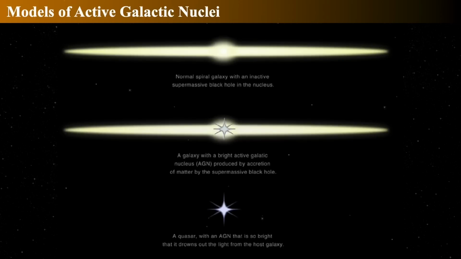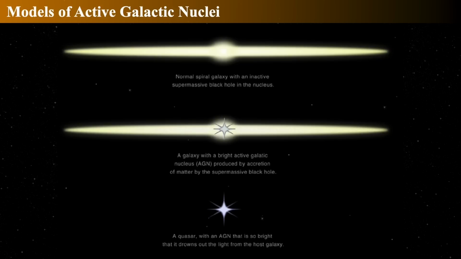You have three different types. You have a normal galaxy with a bright core that might have a supermassive black hole in the core, but it's not really doing anything. A galaxy that has an active galactic nucleus has material that's falling into the supermassive black hole. But then we've got a third thing, the quasars, which are very strong active galactic nuclei that are so incredibly powerful that they actually overwhelm the light of the surrounding galaxy. And those are the quasars.